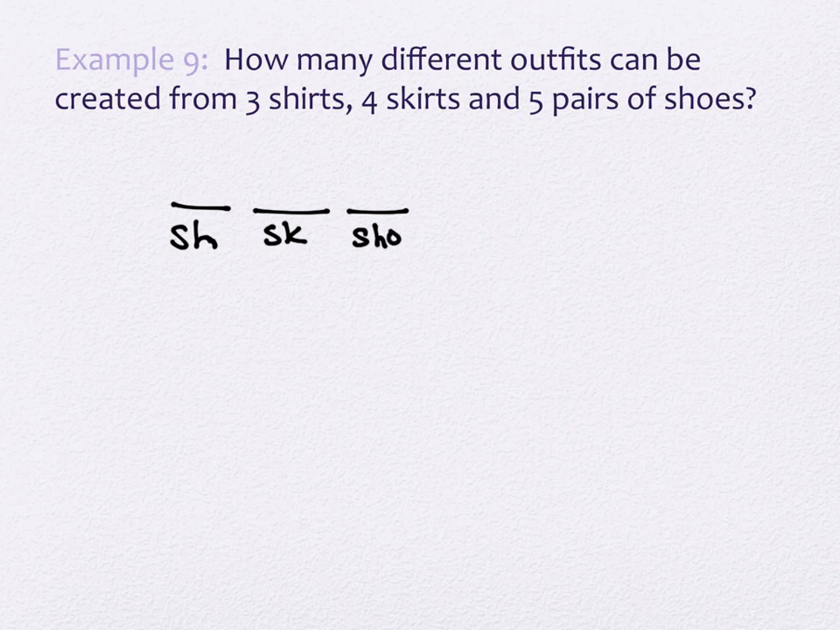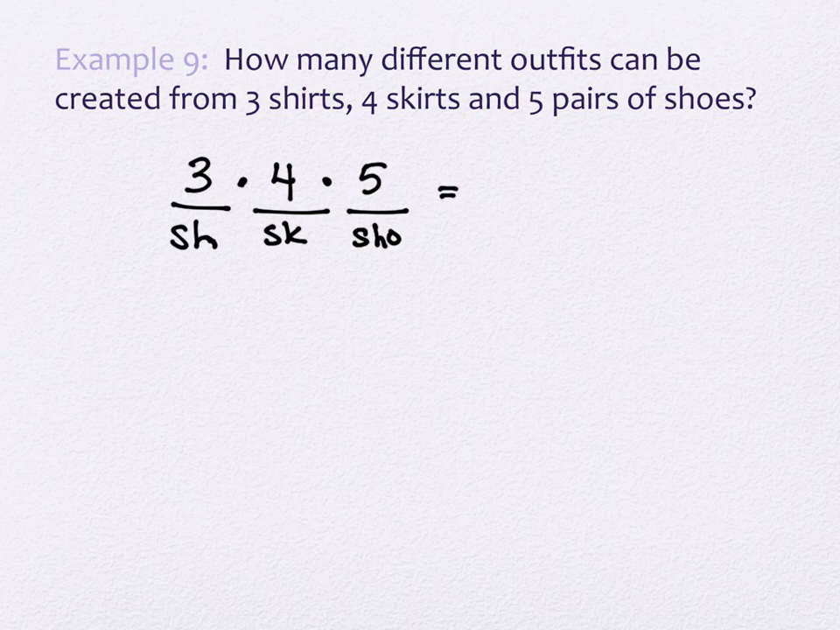I'll do SHO. I don't know, whatever. All right, so how many shirts first? How many shirts do we have? 3. How many skirts do we have? 4. And how many shoes do we have? 5. And the fundamental principle of counting says that if we multiply these together, this will be the total number of different combinations of outfits that we have.